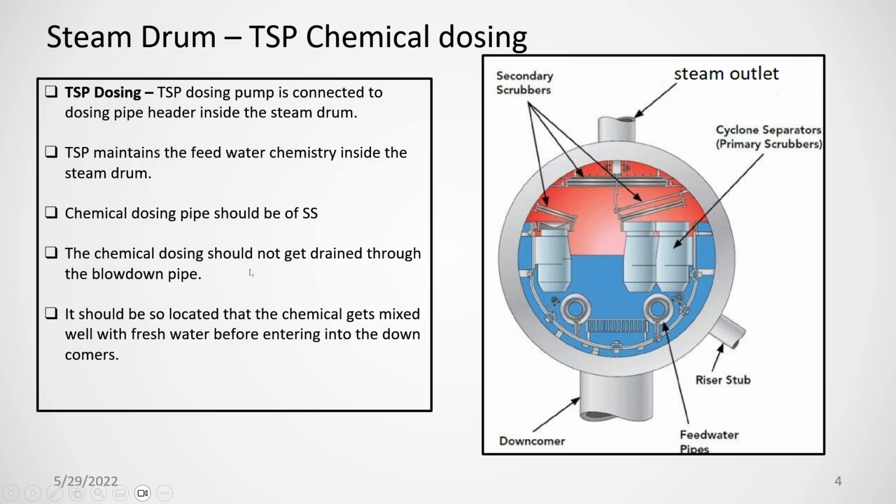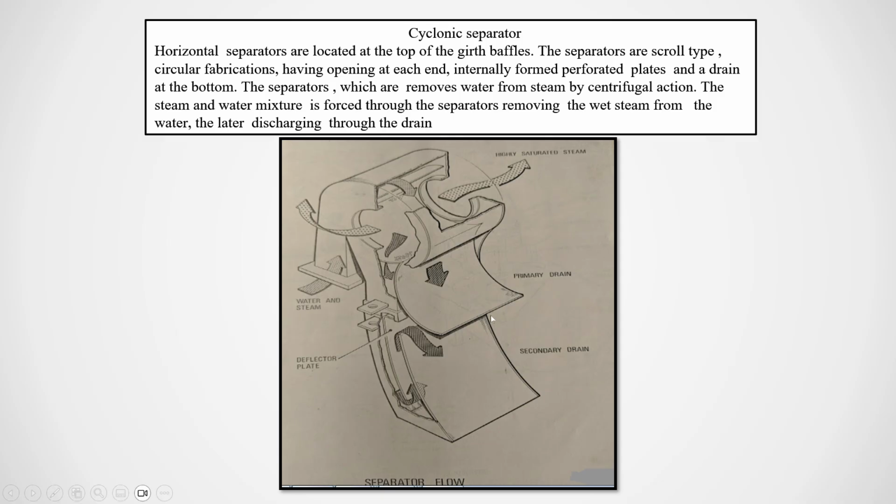The chemical dosing pipe should be SS. Chemical dosing should not get drained through the blowdown pipes. It should be away from the blowdown pipes, so that it gets sufficient time to mix with the water, and far away from the CBD line also. It should be located so that the chemical gets mixed well in the fresh water before entering the downcomer. Finally it will go to the downcomer, but before that it will be mixed properly with the water. That's why it runs from one end of the drum to the other, with perforated holes, so that there is uniform distribution of chemicals and sufficient time to mix with the water.